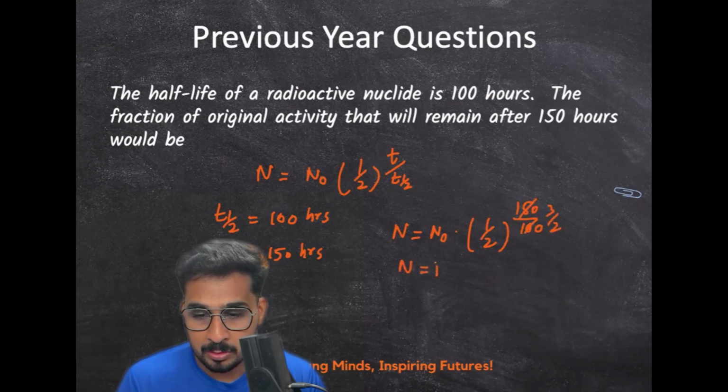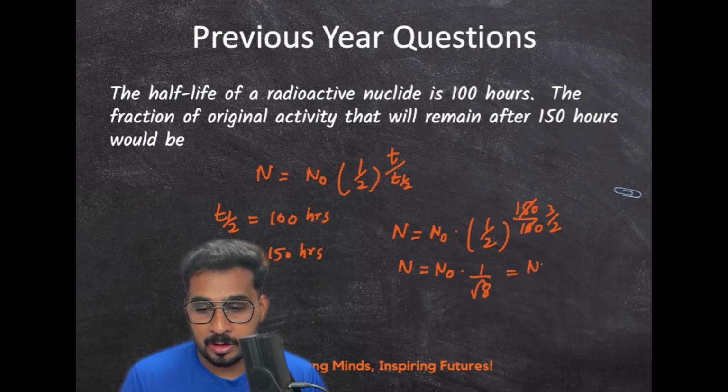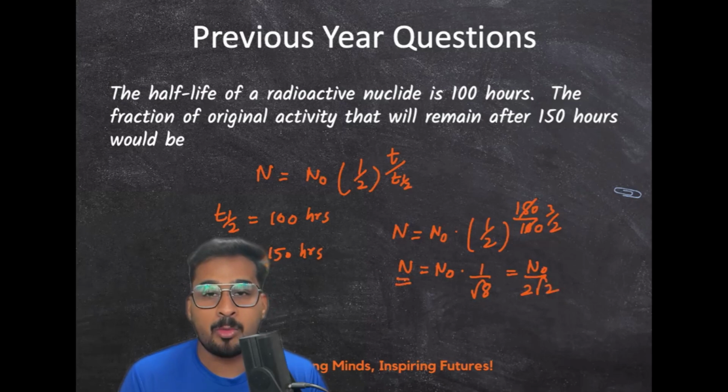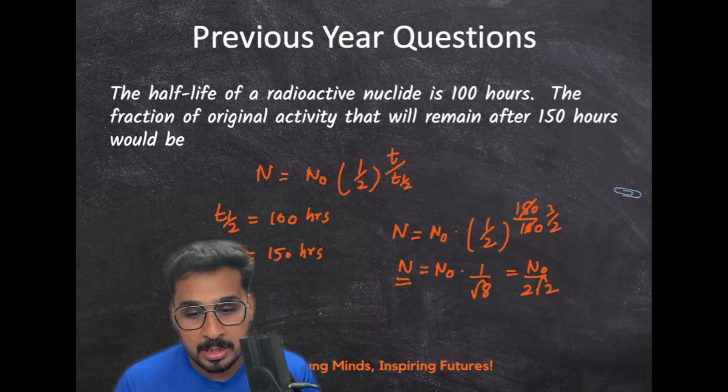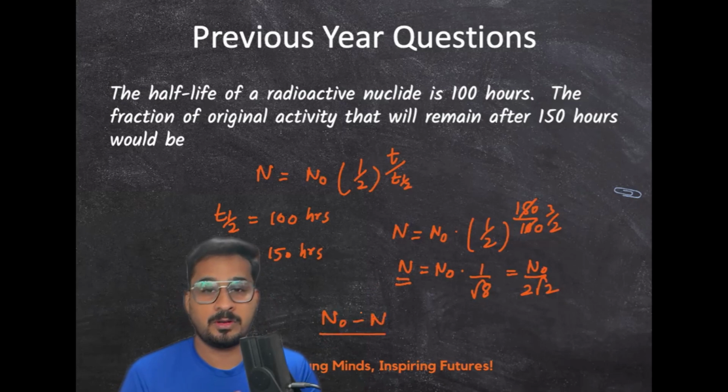So N is equal to N0 into 1 by 2 power 3 by 2. This becomes 2 power minus 3 by 2, that means 1 by root 8, which is N0 by 2 root 2. So this N means the amount of nuclei left. How much nuclei has disintegrated? The disintegrated nuclei will be N0 minus N. This is just for your information.